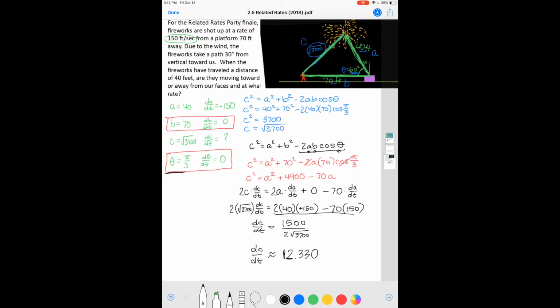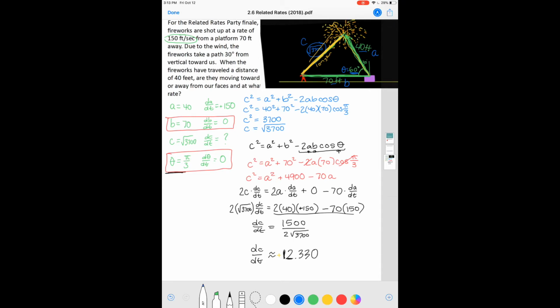All right, the math part is done. Now we have to think, what does that stand for? So I know it's talking about this side of the triangle, yeah? It's the C side of the triangle. It's positive. Our derivative is positive 12.330, which means the rate of change of this side is positive. That means it's getting longer, which means that I suppose the fireworks are kind of past the point, so that now they're getting further away from us, and this side is getting longer and longer. That's why that came out positive.